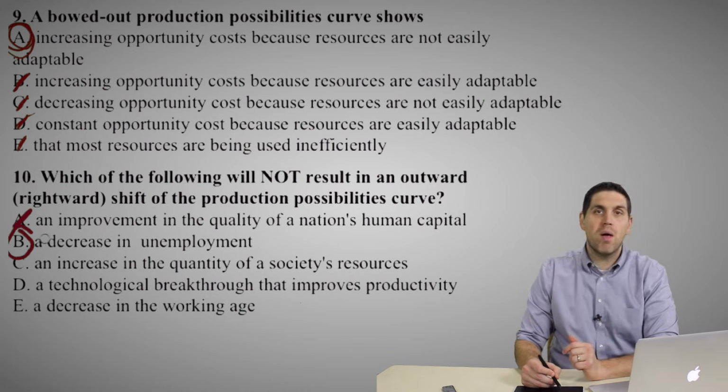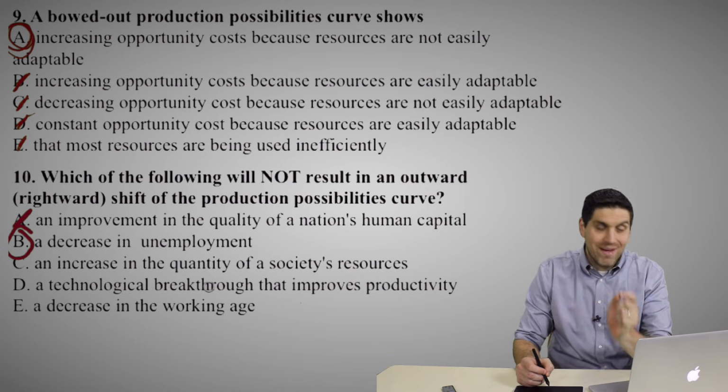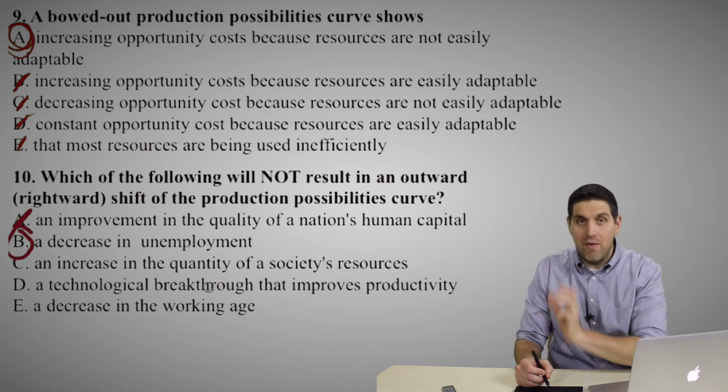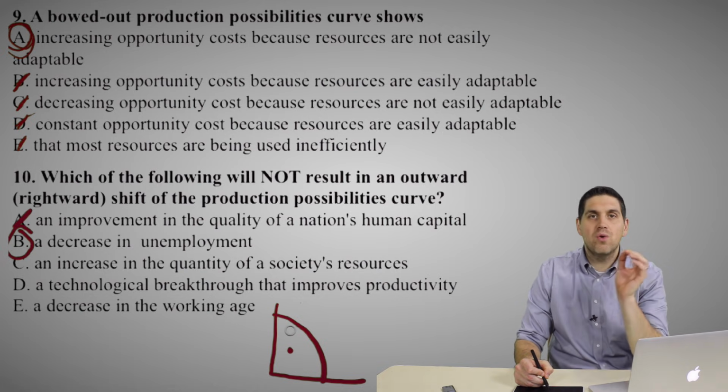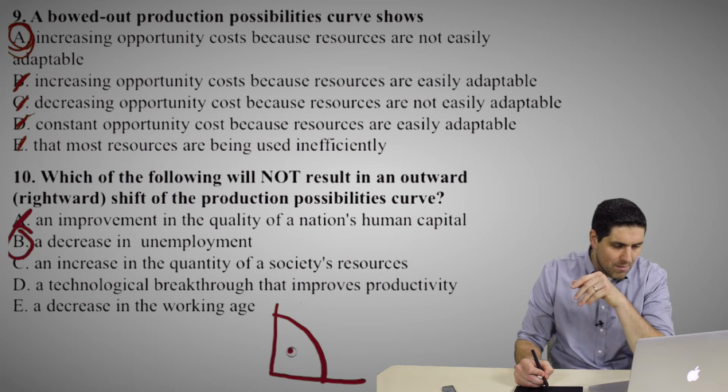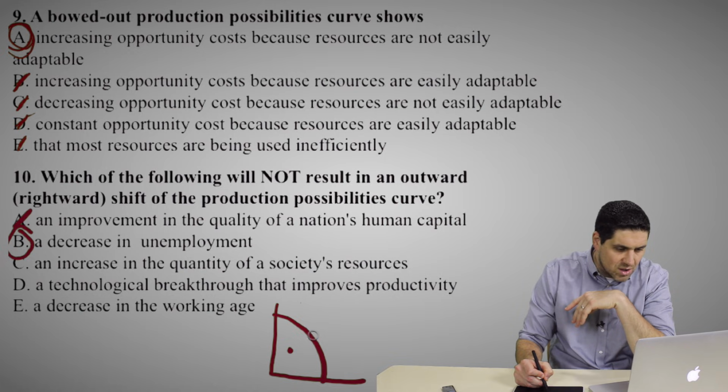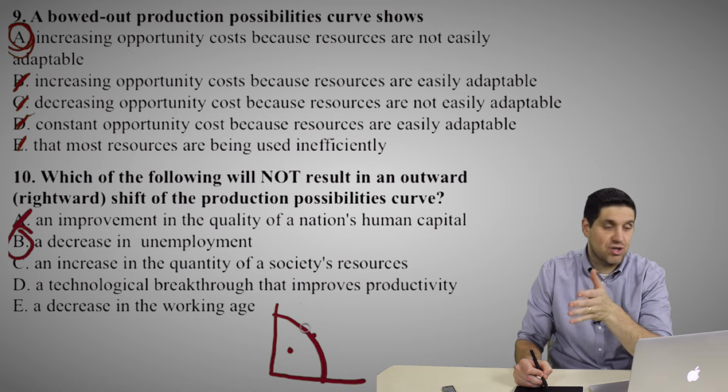A decrease in unemployment doesn't shift the curve, it just moves from a point inside the curve to a point on the curve. So look down here. If the production possibilities curve looked like this, bowed out, unemployment is a point inside the curve. If you decrease the amount of unemployment, that'll move from inside the curve outward to some point on the curve. That doesn't actually shift the curve.